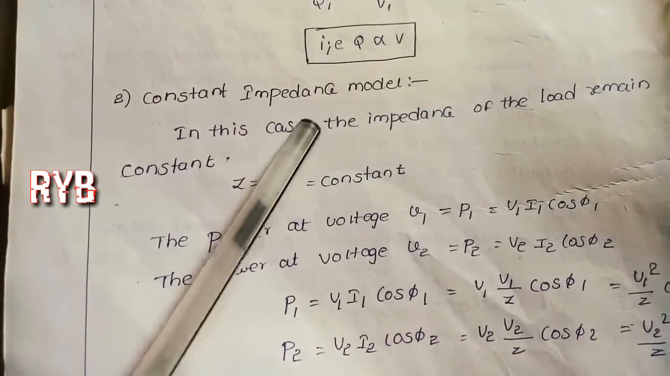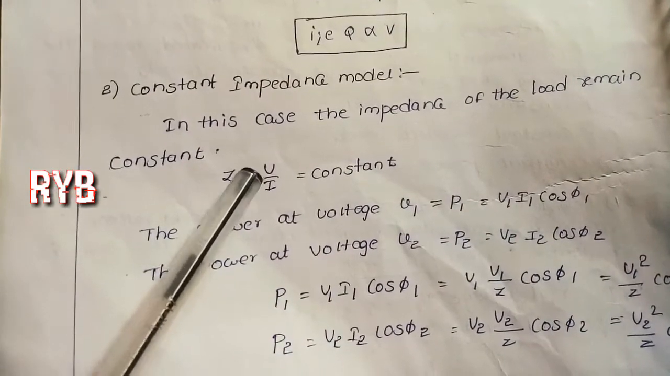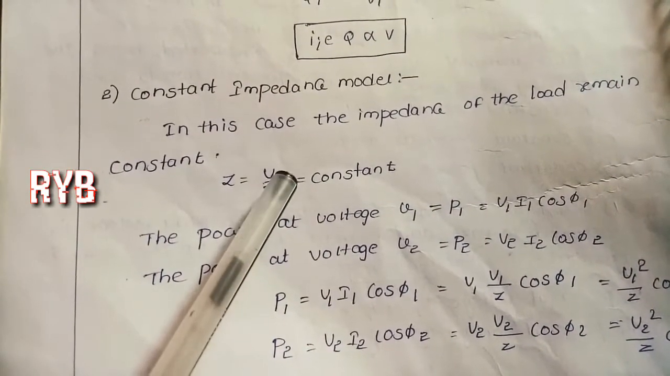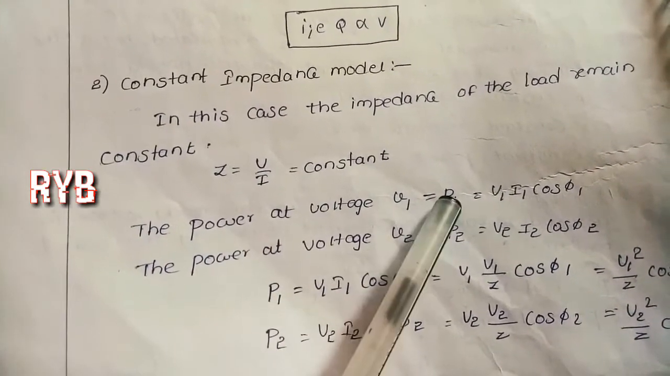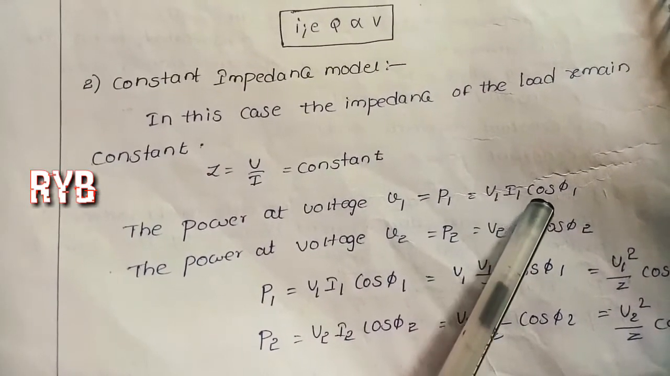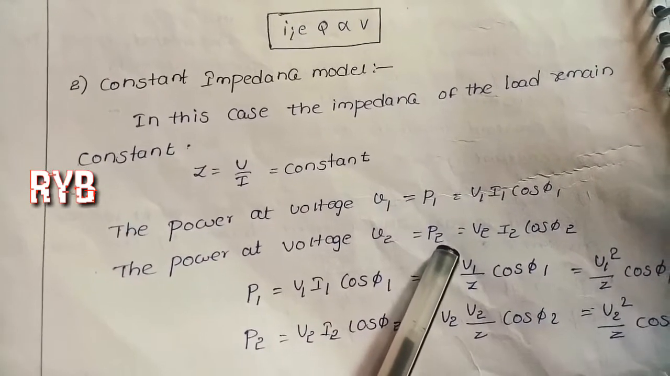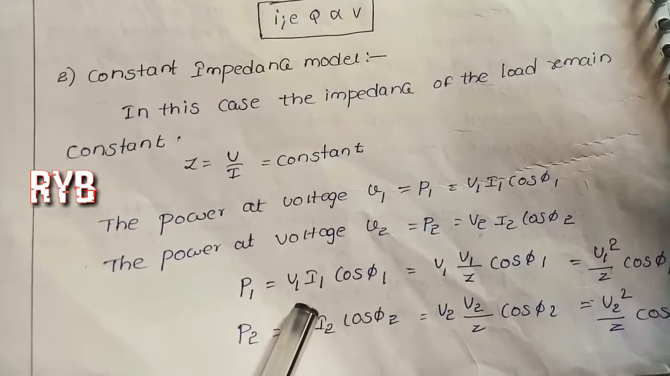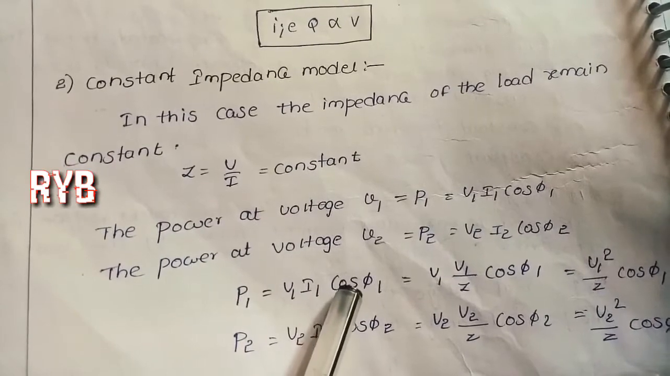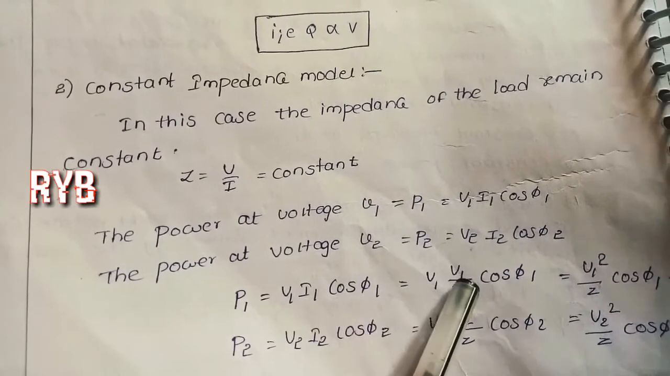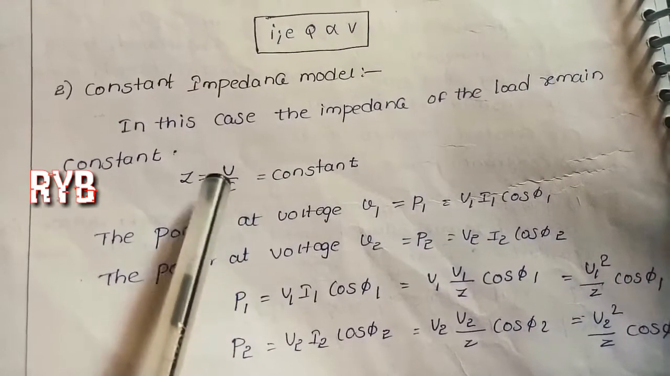Coming to the constant impedance model. What is the constant impedance model? The impedance is maintained constant. In this case, the impedance of the load remains constant. We know that impedance is the ratio V by I, the voltage to current ratio, which may be assumed constant. The power at voltage V1 is P1 equals V1 I1 cos phi 1. Similarly, the power at voltage V2 is P2 equals V2 I2 cos phi 2. From P1 equals V1 I1 cos phi 1, we can write I in terms of Z, since I equals V by Z.